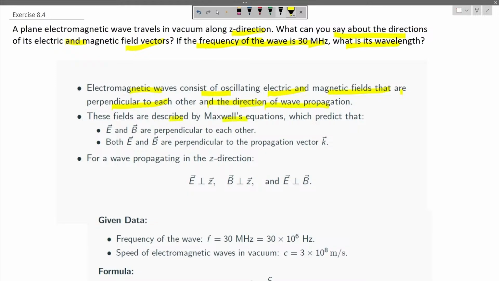These fields are described by Maxwell's equation, which predict that E and B are perpendicular to each other. Both E and B are perpendicular to the propagation vector k, that is the direction in which wave is propagating, that is in the z direction. So both E and B vectors are going to be perpendicular to the z axis or the k cap direction. For a wave propagating in z direction, E would be perpendicular to z and B is also going to be perpendicular to z, and E and B are mutually perpendicular. So you can assume that E is along the x-axis and B is along the y-axis.